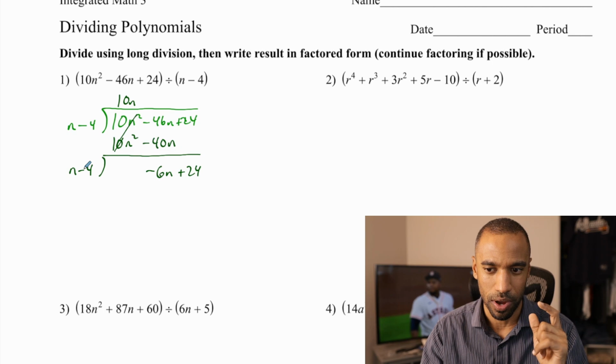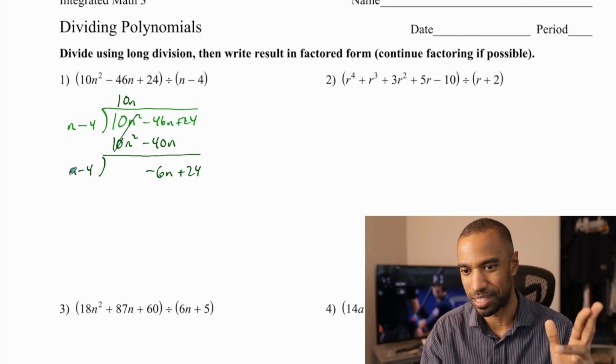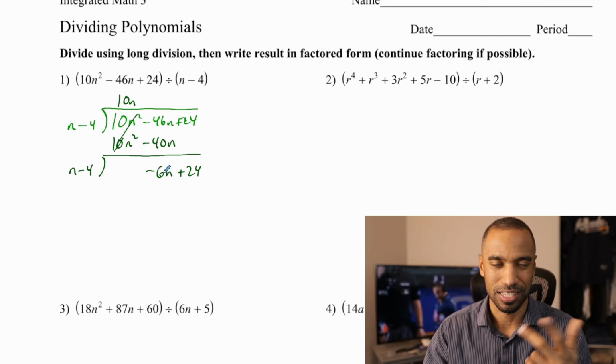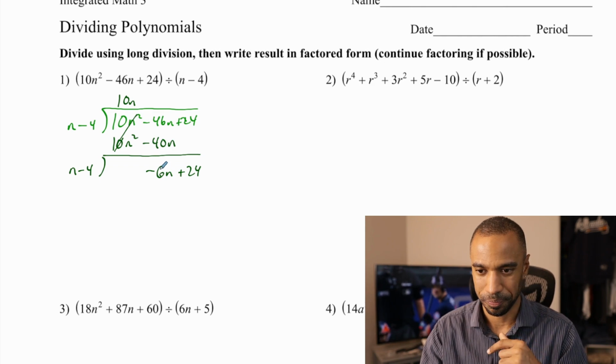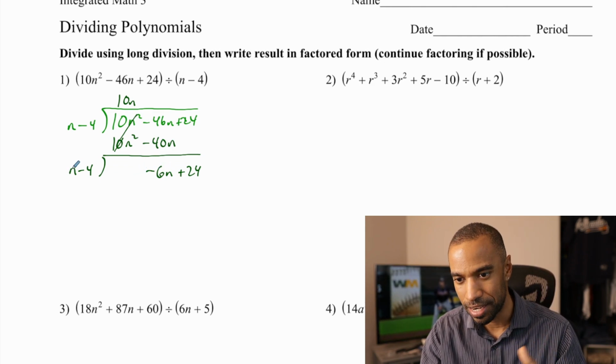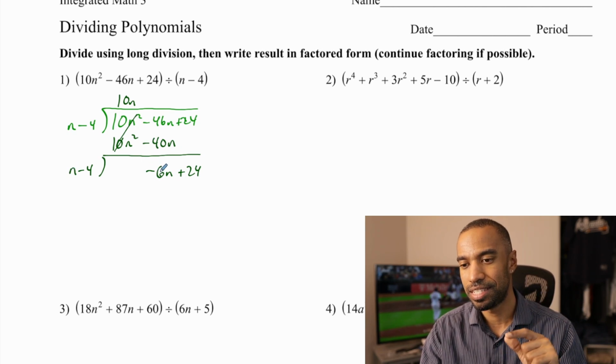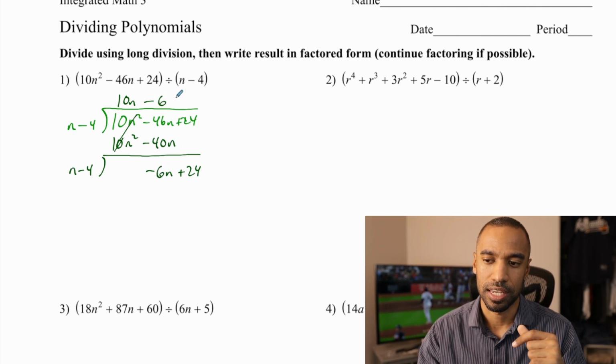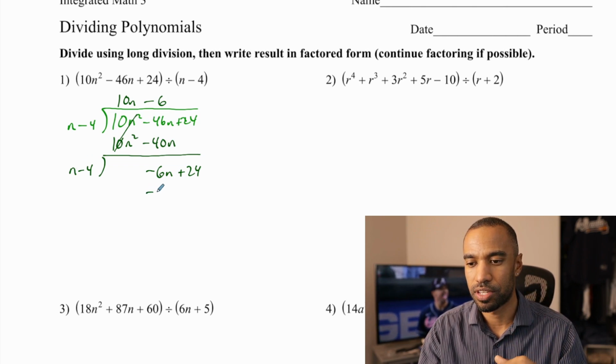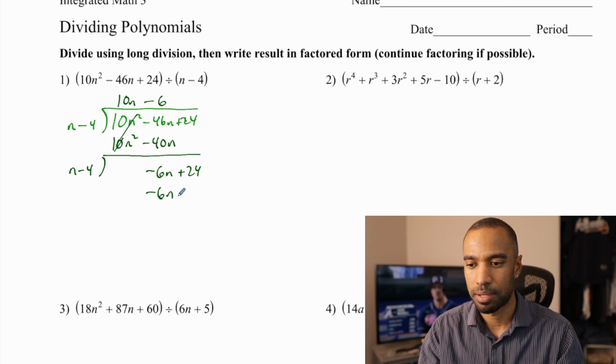And I tend to do this as well. I like to put this right here and say, hey, how many times does n go into this? It's just habits that I can't lose. Sorry about that. All right, how many times does n, once again, we're just looking at the n, go into negative 6n? That's negative 6 times. So n times negative 6 is negative 6n. Negative 4 times negative 6 is positive 24, and we subtract these two.